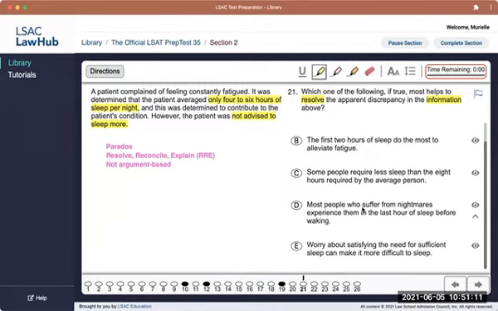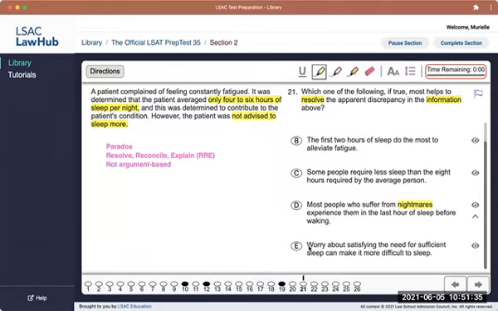And then, most people who suffer from nightmares experience them in the last hour of sleep before waking up. Nightmares, I mean, are they suggesting we don't know whether this person suffers from nightmares, right? So yeah, we still don't really understand what's going on there.